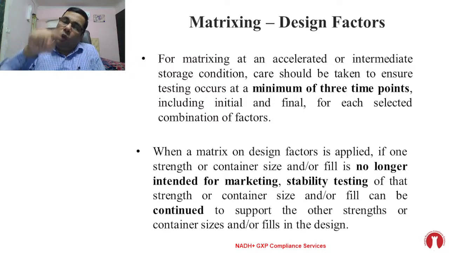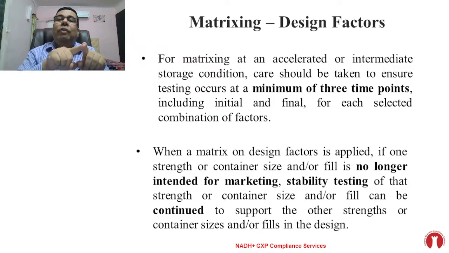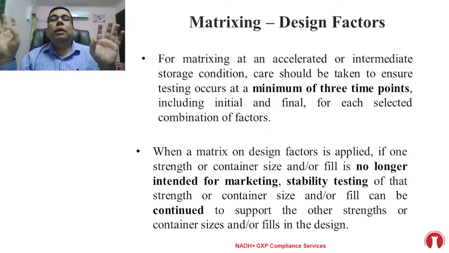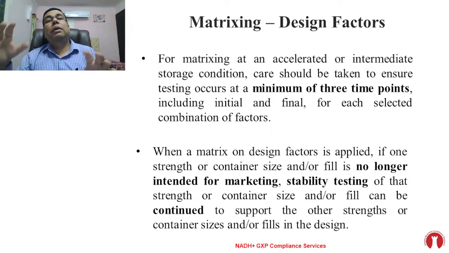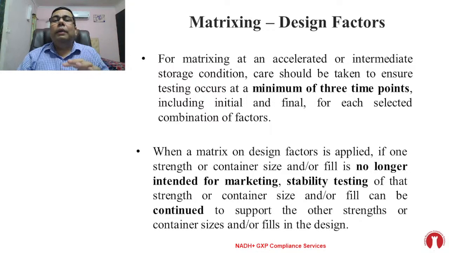Still, if you want to implement matrixing, you have to consider the 4 milligram strength for study, so that you will be able to justify the intermediate levels of complying to the requirements. So you cannot skip the highest strength, irrespective of whether it will be required for marketing or not. As you are applying the matrixing approach, you need to follow this requirement, correct?